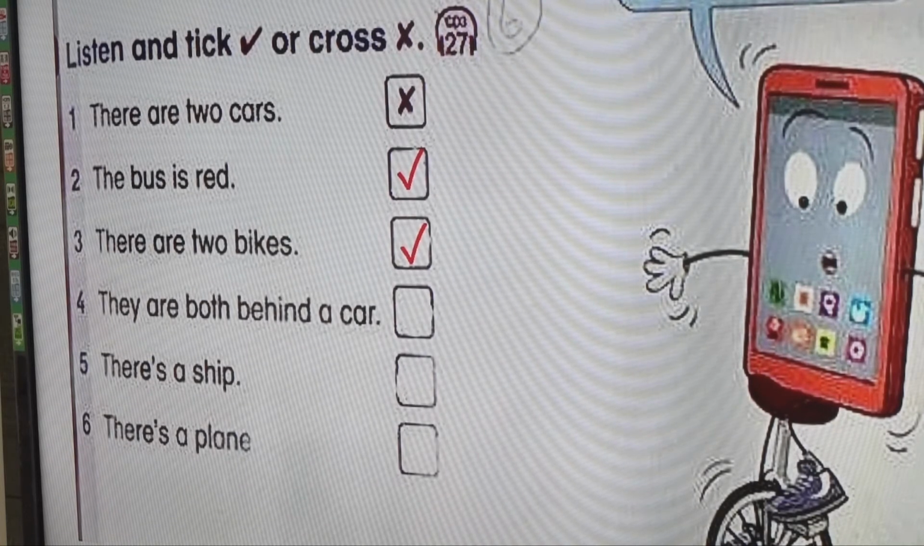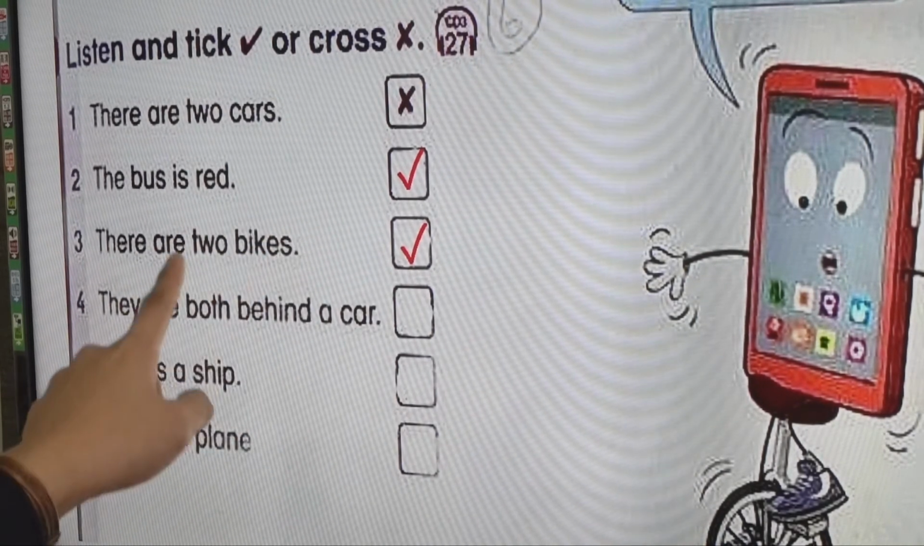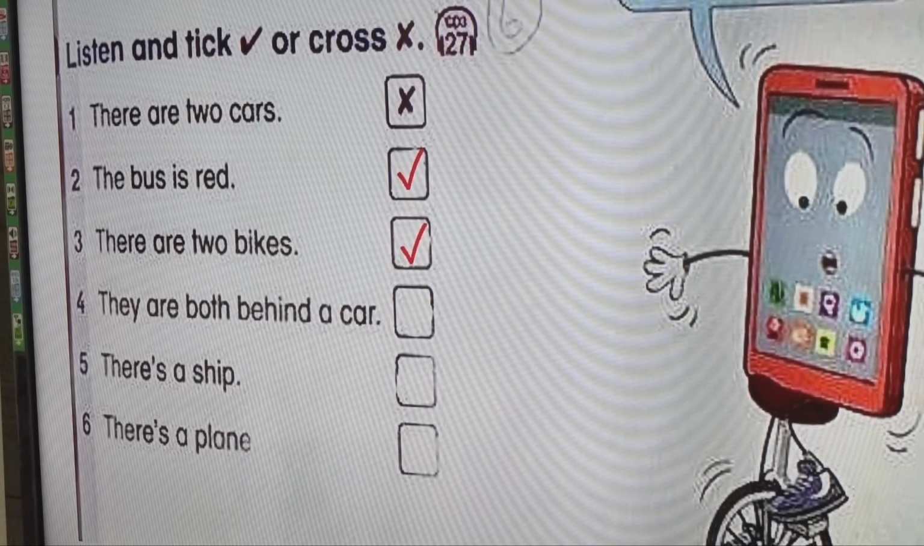Alright, question number 4. Let's try to read the question, okay? They are both behind a car. So what are we trying to find out? What is both behind a car? 2 things behind a car. So we are talking about the 2 bikes, right? Are they both behind a car? Remember, behind means at the back of. Are the 2 bikes at the back of the red car and the blue car? Yes, right? They are at the back of the red car and at the back of the blue car. Very good. Remember, behind means at the back of.